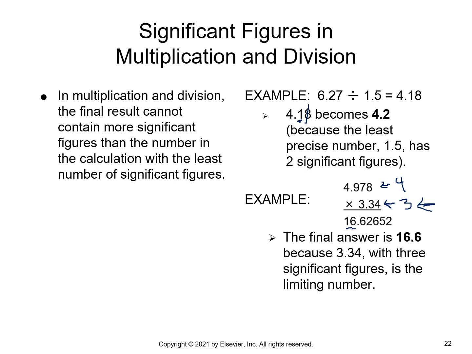1, 2, 3, which means all of these numbers here at the back get dropped. Our last number to be dropped is 2. It's less than 5, so that means that this will stay 16.6.